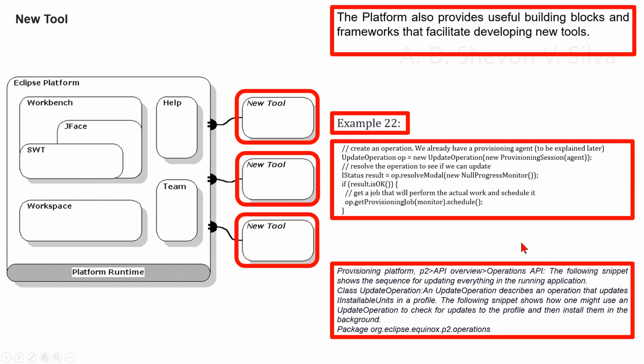Now we are considering the operations API in the API overview in the provisioning platform P2. The following snippet shows the sequence of updating everything in a running application. The class update operation. An update operation describes an operation that updates the installable units in a profile. The following snippet shows one of the most used operations, to check for updates of the profile and then install them in the background.